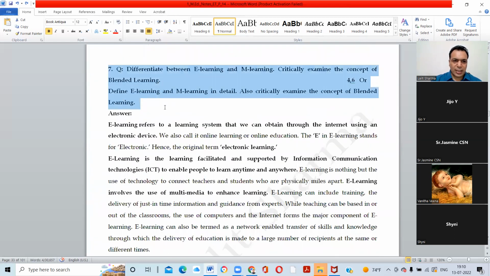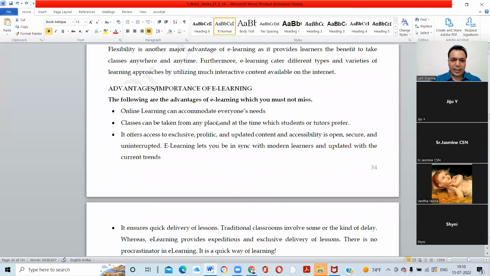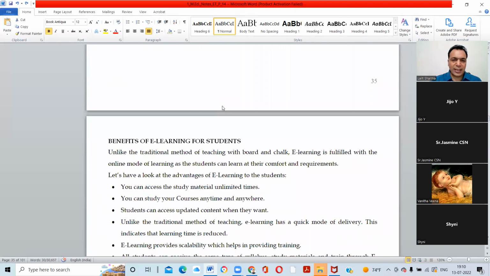Okay, the 7th question comes. Differentiate between e-learning and m-learning. Critically examine the concept of blended learning. So guys, you know that we have already discussed e-learning. I have defined what the advantages are. E-learning means online learning. Basically, you all have to define online learning. M-learning means mobile learning. Okay, even the advantages and features are the same for both.